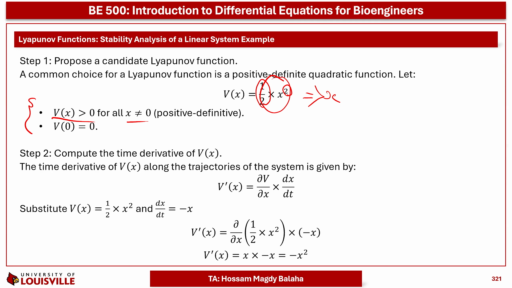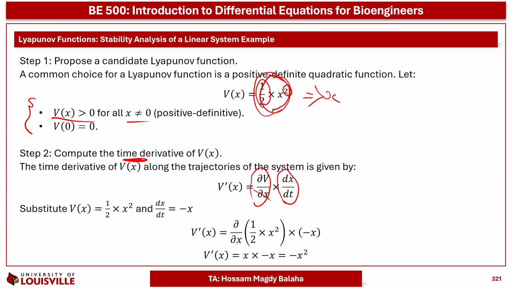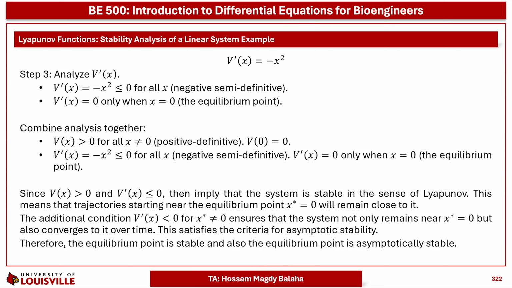The next step is to compute the time derivative of v of x. And here, by getting the time derivative, we need the derivative of x according to the derivative of the time. So to get that, simply, we will apply the derivative of the function according to x, and we have dx by dt, which is given by that equation. So to find dv by dt, this will cancel each other. So simply, this one will be the partial of v according to partial of x, and we have this equation which is negative x. Take the partial derivative here. As mentioned, it will be x multiplied by negative x, so it will be negative x squared. Now we have the time derivative of v of x. Now let's analyze as a step 3. Is it positive or negative?